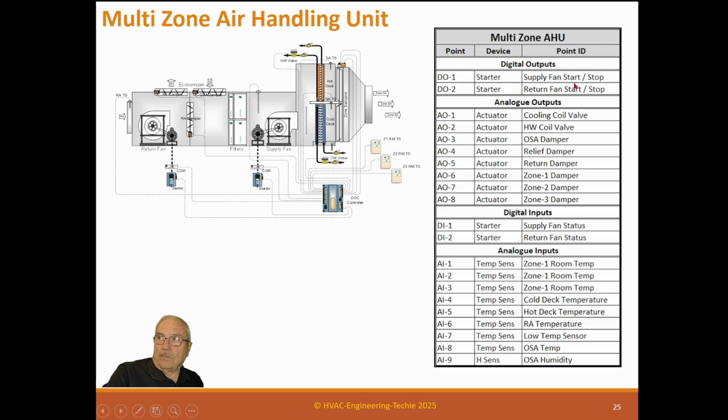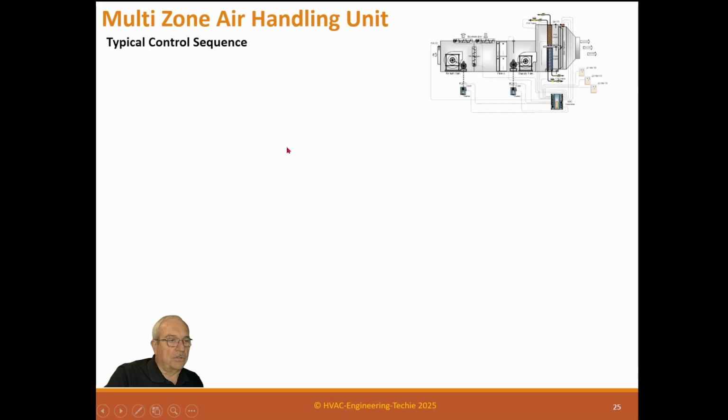Multi-zone points. Supply fan start-stop, return fan start-stop. Analog outputs: cooling coil valve, hot water valve, outside air damper, relief damper, return damper, zone 1 damper, zone 2 damper, zone 3 damper. Digital inputs: supply fan status, return fan status. Analog inputs: zone 1 room temperature, zone 2 room temperature, zone 3 room temperature, cold deck temperature, hot deck temperature, return air temperature, low temp sensor, outside air temperature, and outside humidity. And these are the point lists for a multi-zone unit.